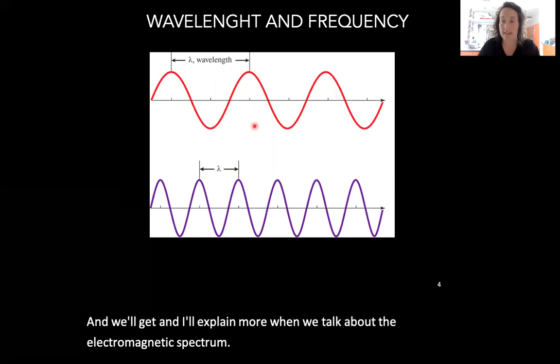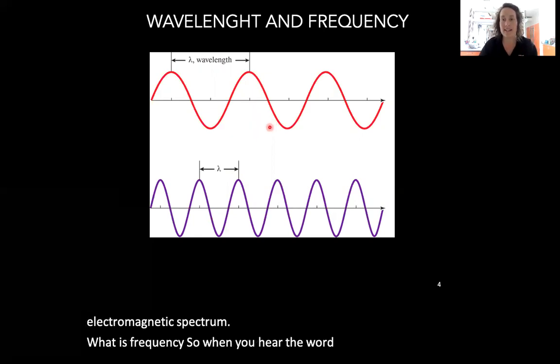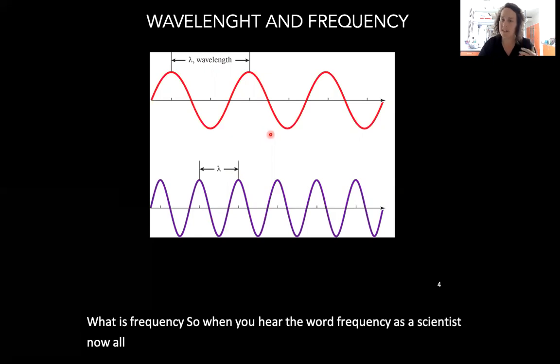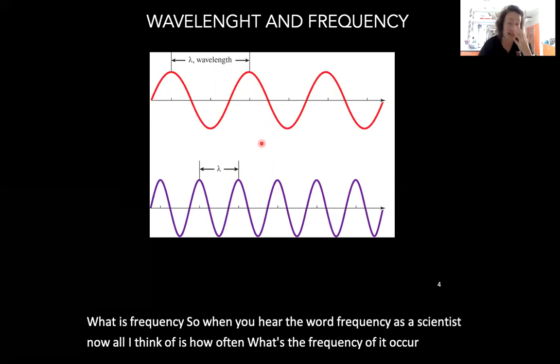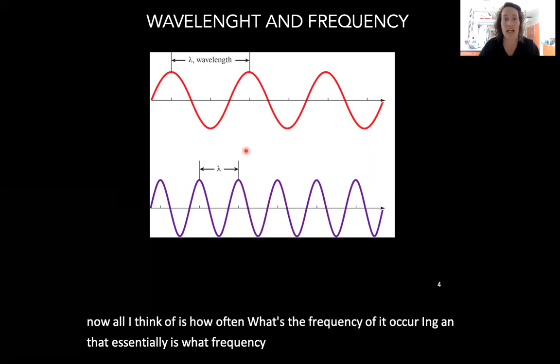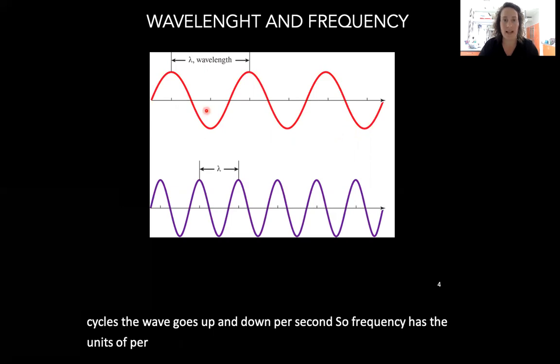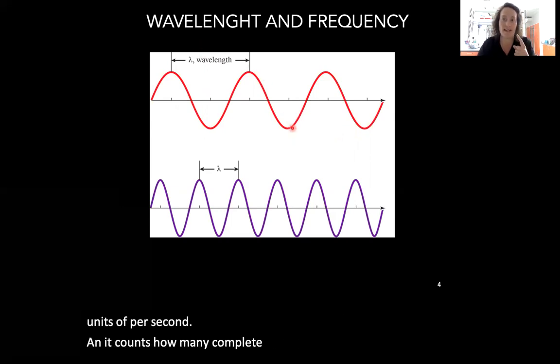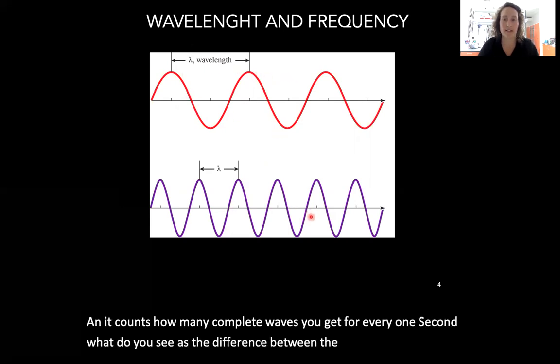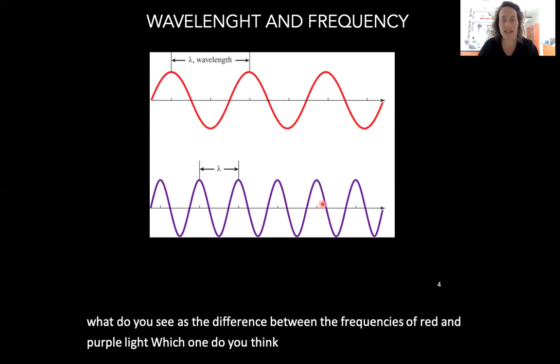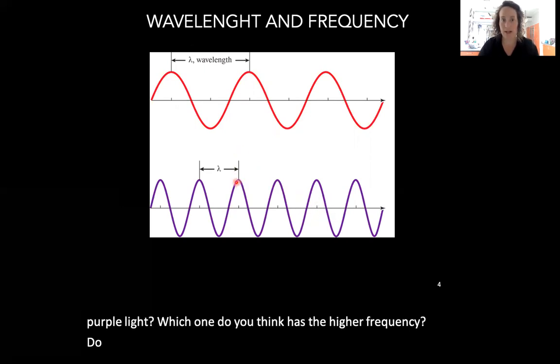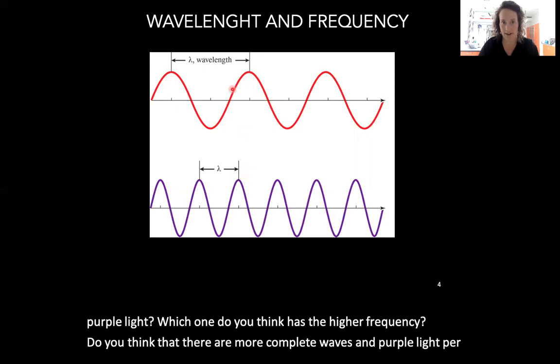What is frequency? When you hear the word frequency as a scientist, all I think of is how often, what's the frequency of it occurring? And that essentially is what frequency is here. Frequency is the number of cycles the wave goes up and down per second. So frequency has the units of per second, and it counts how many complete waves you get for every 1 second. What do you see as the difference between the frequencies of red and purple light? Which one do you think has the higher frequency? Do you think there are more complete waves in purple light per second than there are in red?